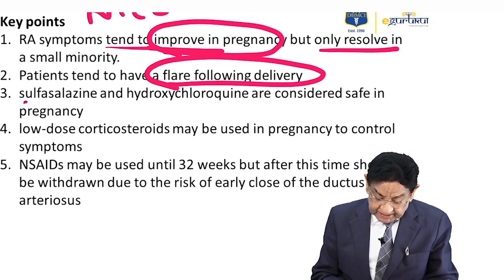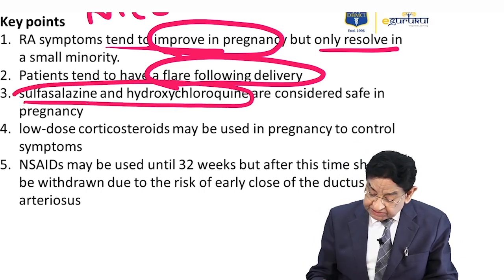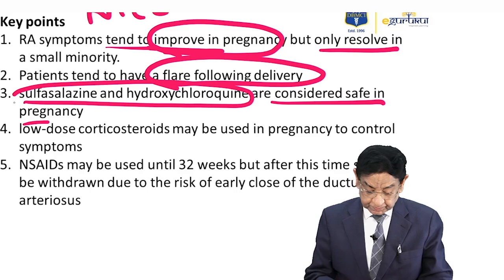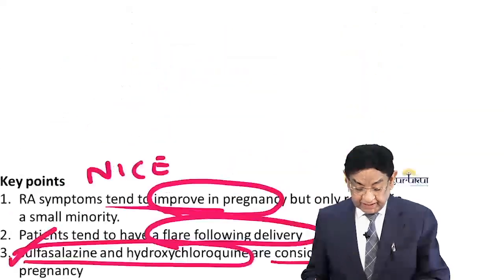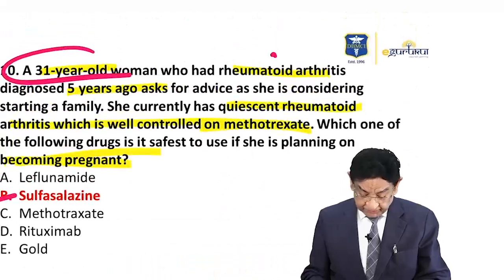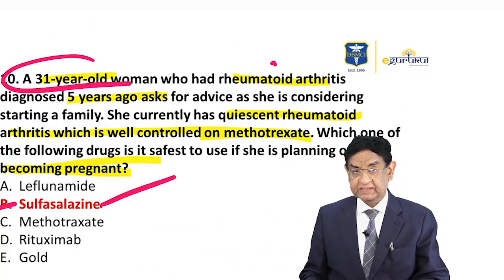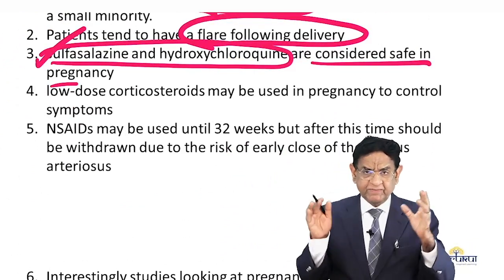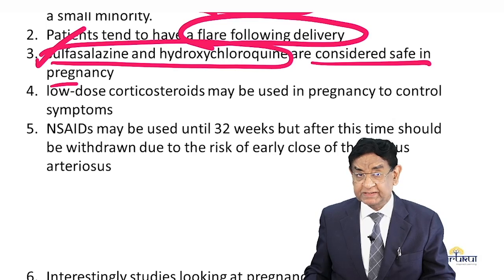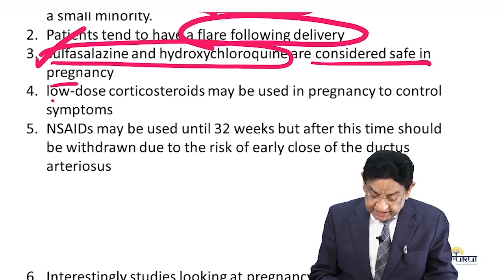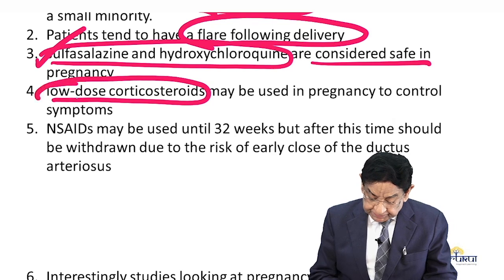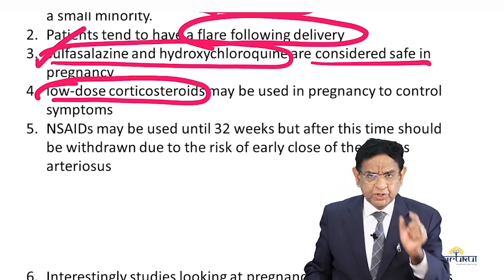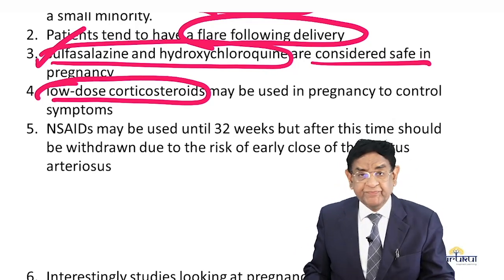Now sulfasalazine and hydroxychloroquine are safe in pregnancy as per NICE guidelines. So sulfasalazine, that's why in the option, sulfasalazine is the answer, it is safe. Suppose due to any reason some flare-up occurs in pregnancy, then we can add low dose steroids. It is low dose steroid, to be noted. You can give a short course of steroid if needed.